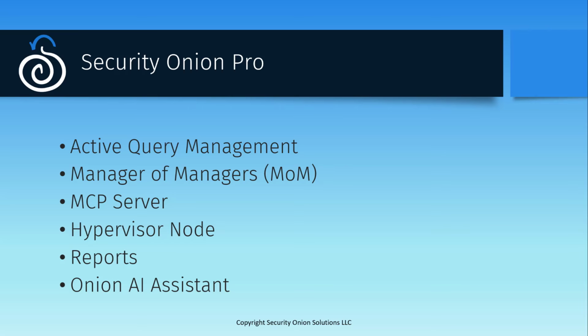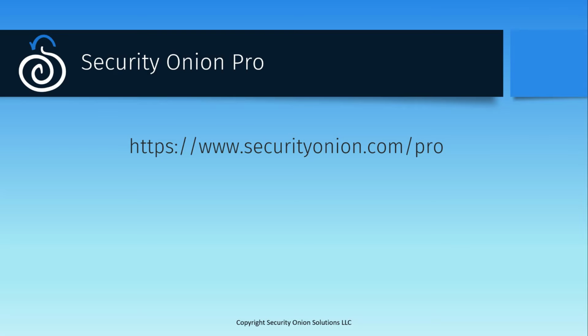In addition to all of these features, a Pro license also comes with health checks and enterprise support for your grid, so Security Onion Solutions can help you get everything up and running properly. If you'd like more information on the current list of Pro features and how they're licensed, please visit securityonion.com/pro.